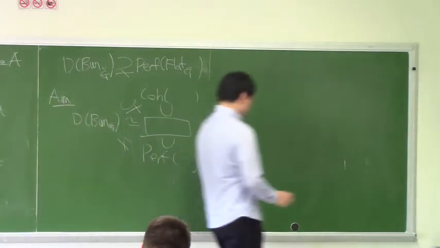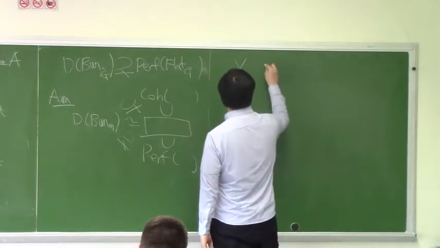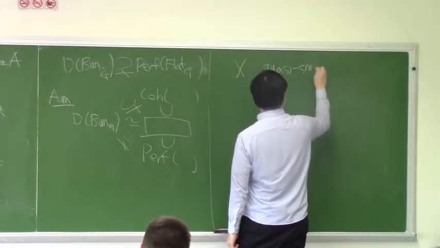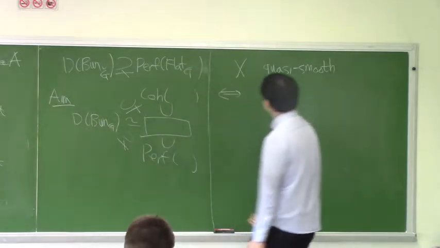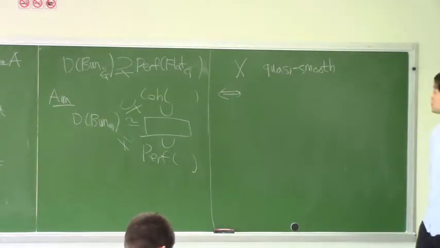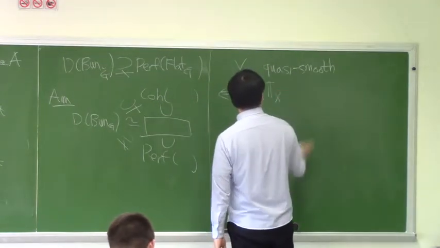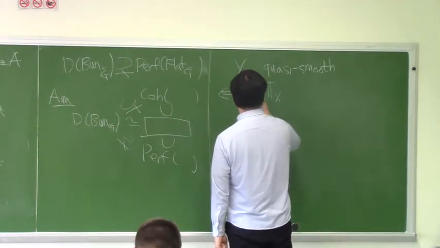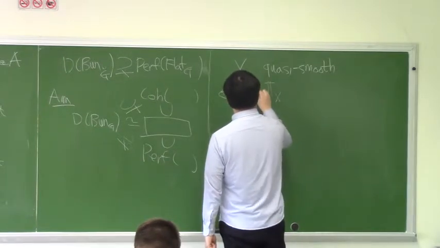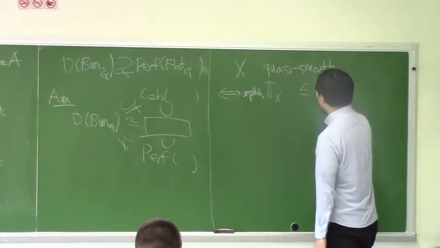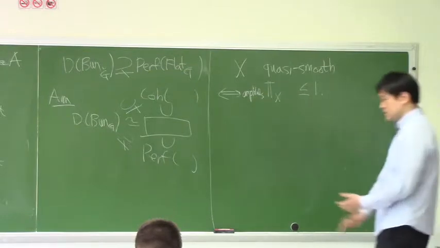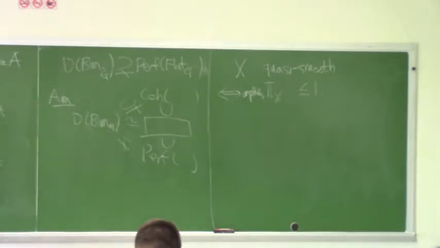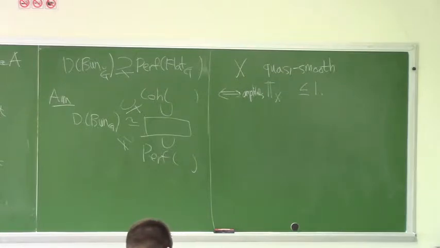Okay, great. So let me talk about what I mean by quasi smooth. Essentially, an arbitrary variety or scheme is quasi smooth if and only if the amplitude of the cotangent complex is less than or equal to 1. If you compute the cotangent complex, it's a sort of homological object in general, and it should be of degree 0 or 1 in the case of a variety.